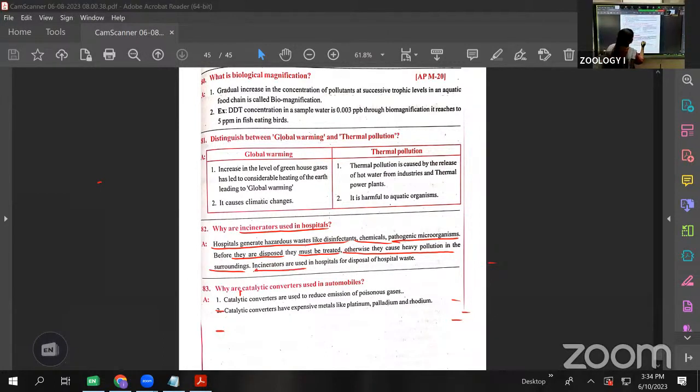Incinerators are used in hospitals for the disposal of hospital waste. They are for burning or burying. That is what is called the incinerators used for hospitals.